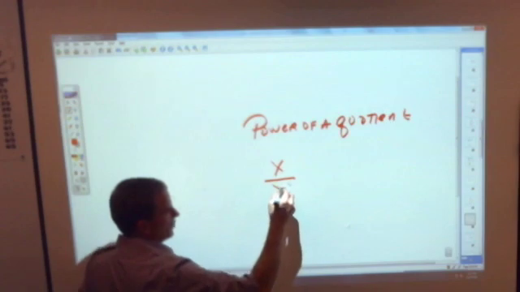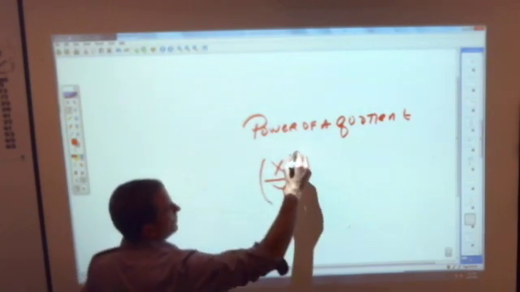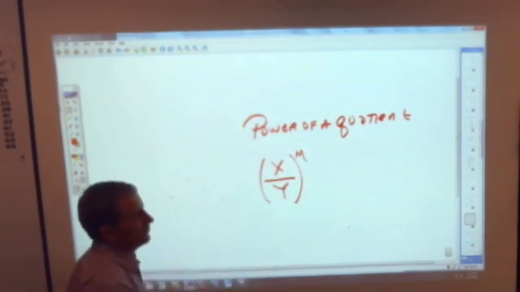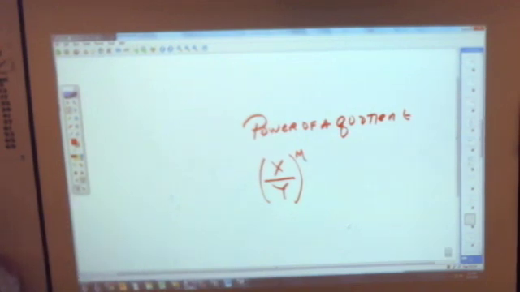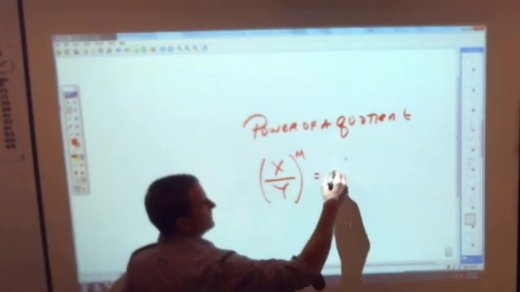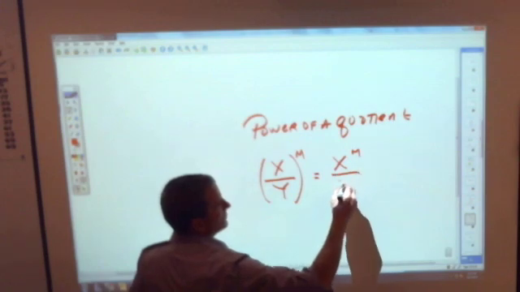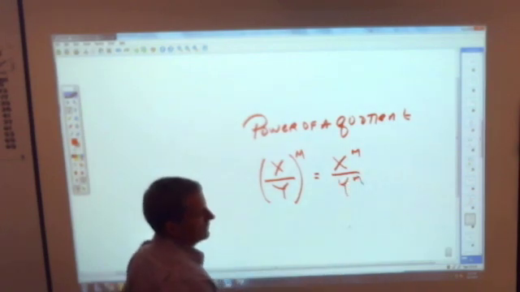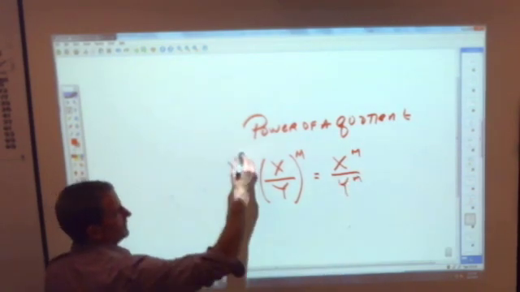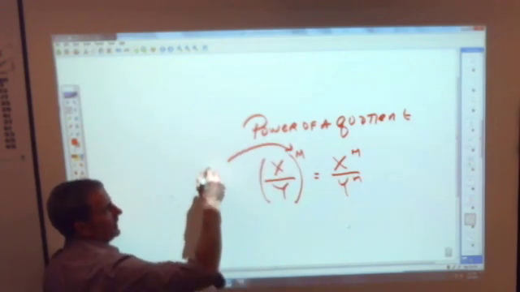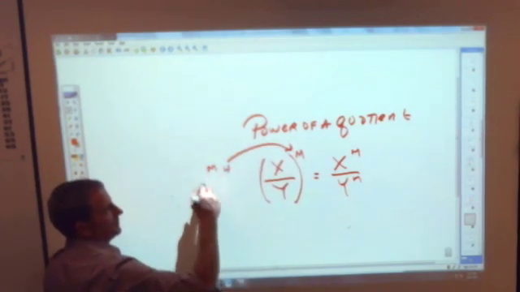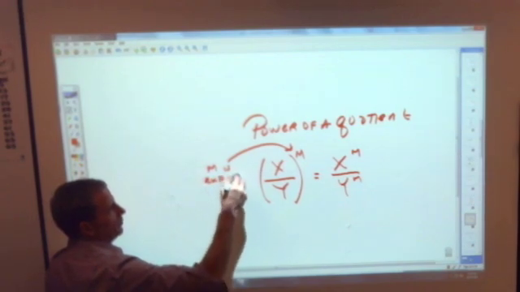What if it's x over y, all to the m? I'll give it to you the way the book would give it to you. What does that equal? Joseph: x to the m over y to the m. Look at that. We nailed it right on the first try. It's kind of like that whole distributive property. The m is the exponent of both top and bottom.